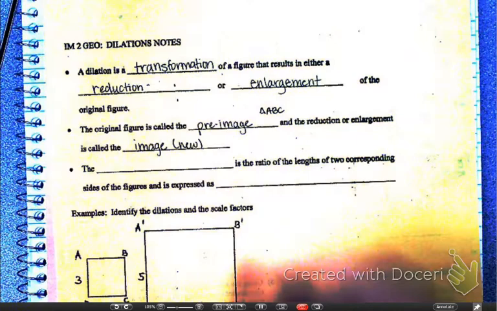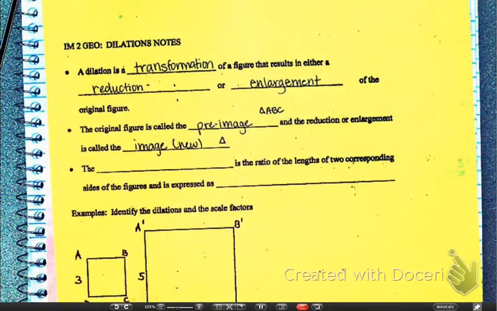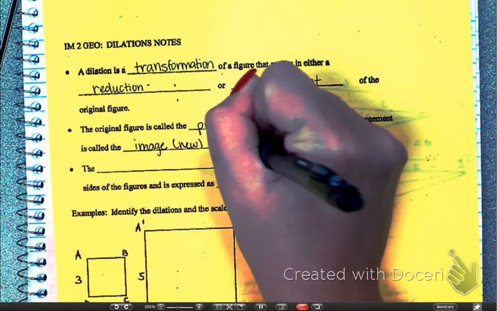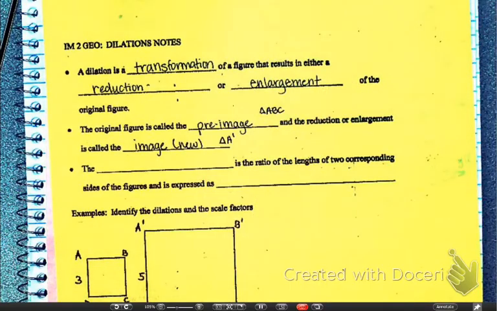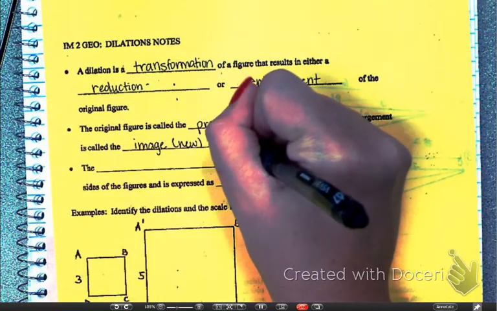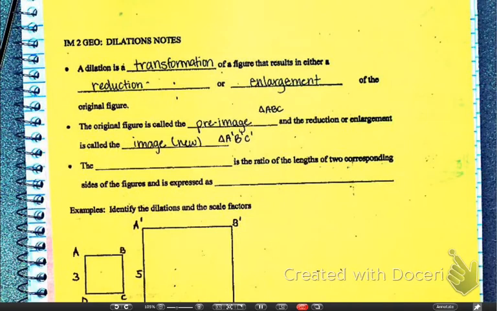And if we were to write this one out, again, if it's a triangle, we would write it as A prime, B prime, C prime. It's just a little dash up top, which is what you did when you talked about rotations and reflections as well. Okay, you still had pre-images and images.